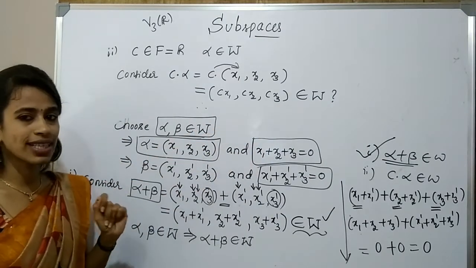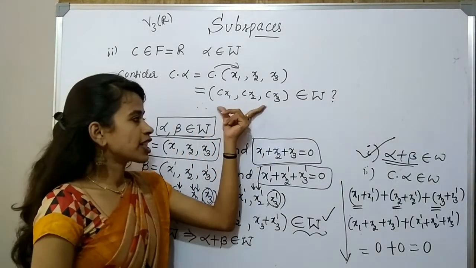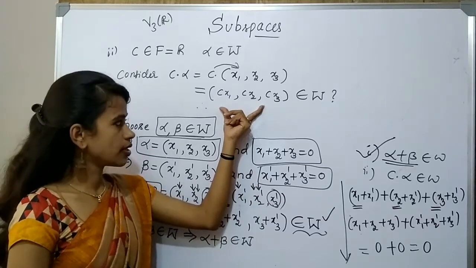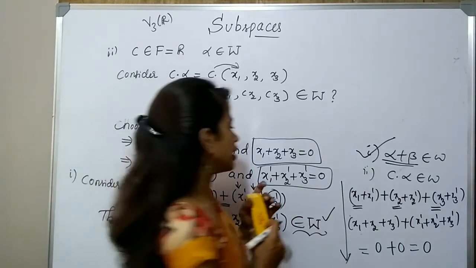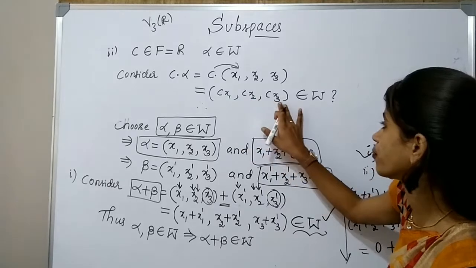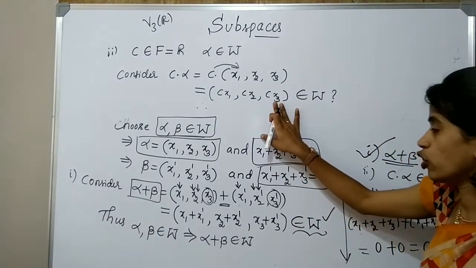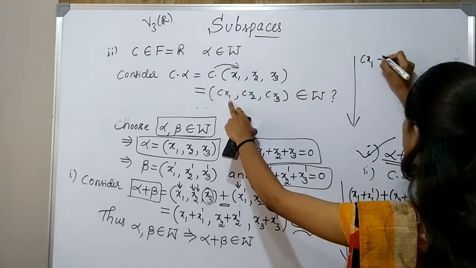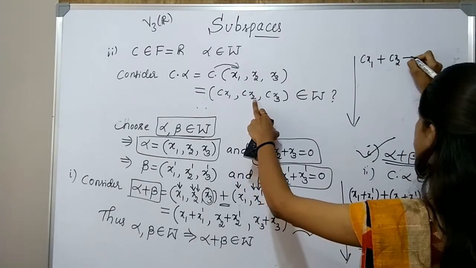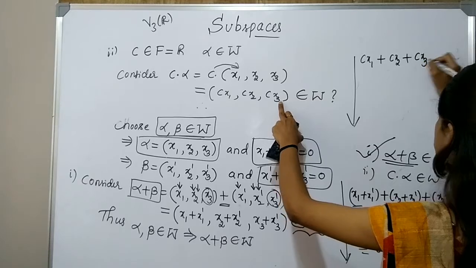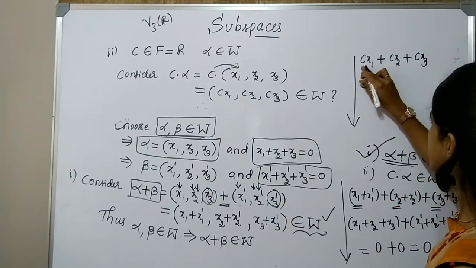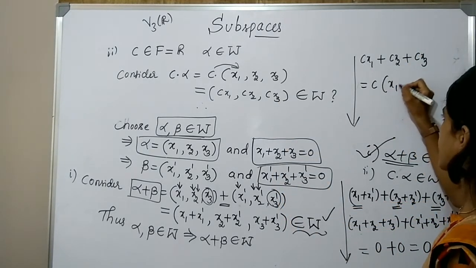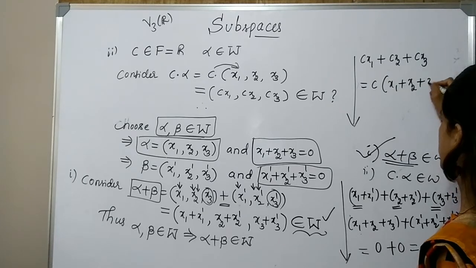So to be in W, what is the condition? It must be a triplet. Is it clear? And what is the other condition? The sum of these three coordinate values must be equal to 0. So let us check the sum: first coordinate cx1 plus second coordinate cx2 plus third coordinate cx3.